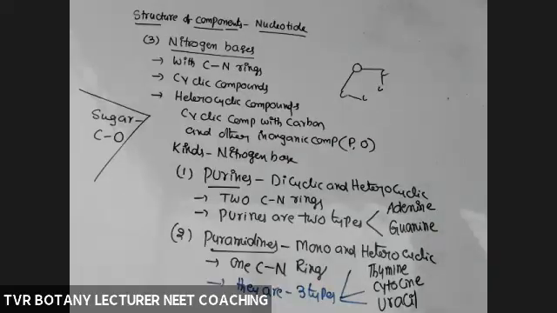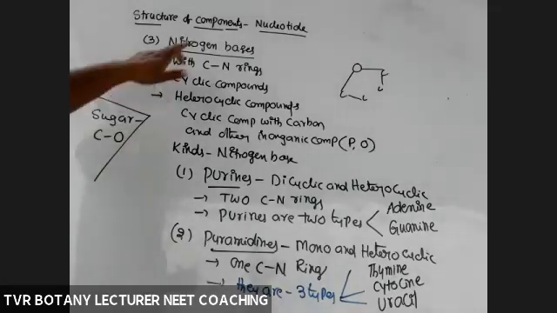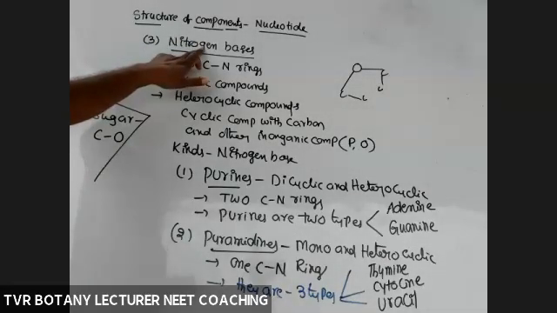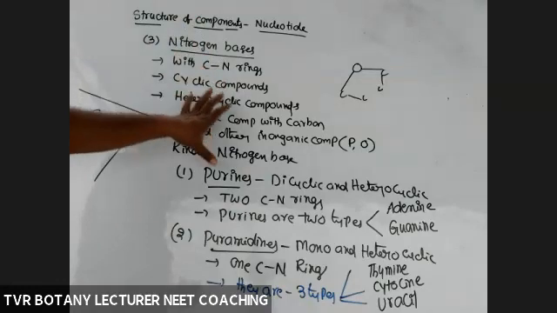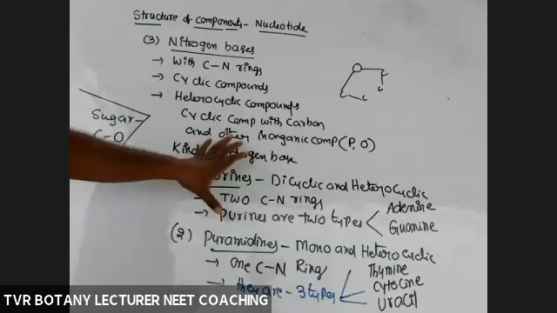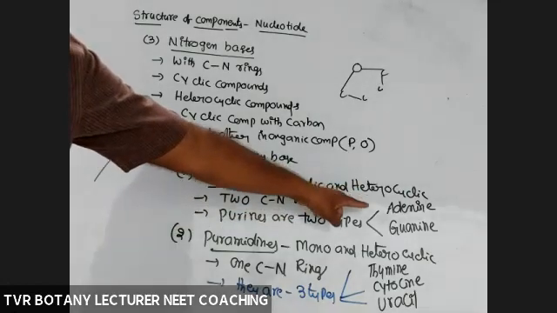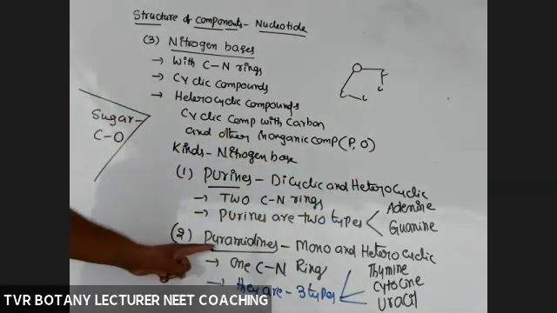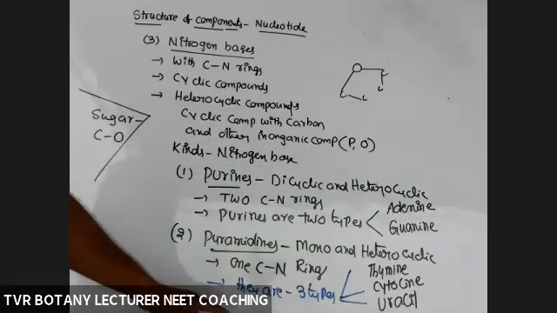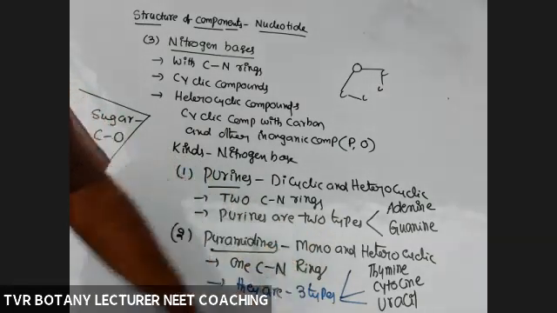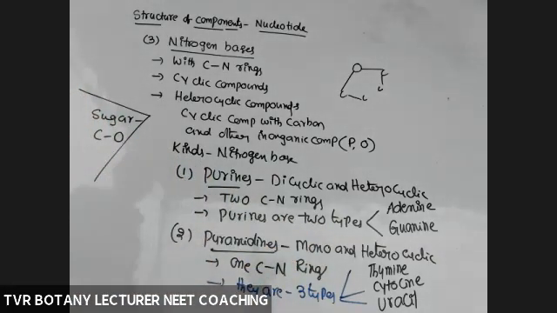Okay, these are the purines and pyrimidines. So the third component is nitrogen base. That is the description of nitrogen bases. What about the number of purines? Two types. What are they? Adenine and guanine. And pyrimidines, how many kinds? Three kinds. What are they? Thymine, cytosine, and uracil. Okay, right?